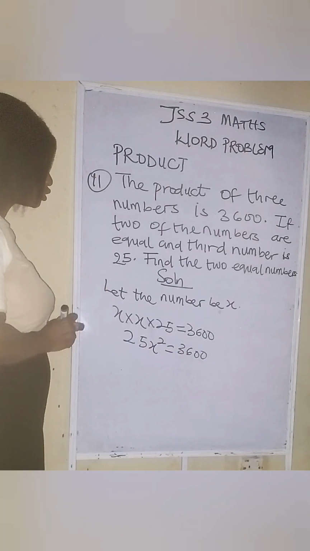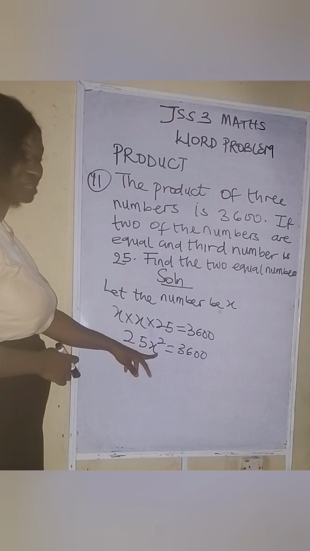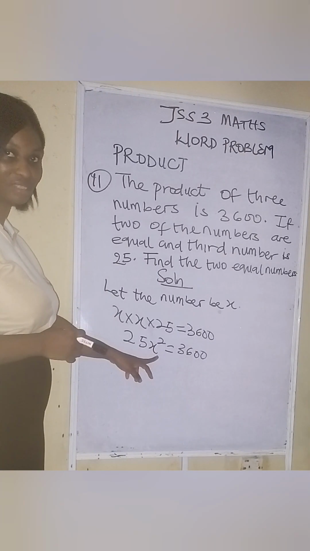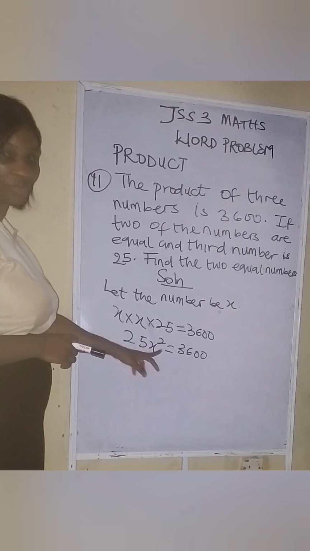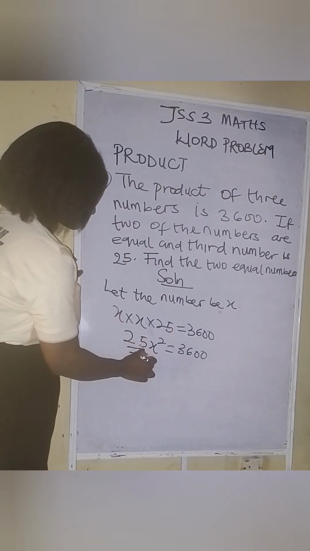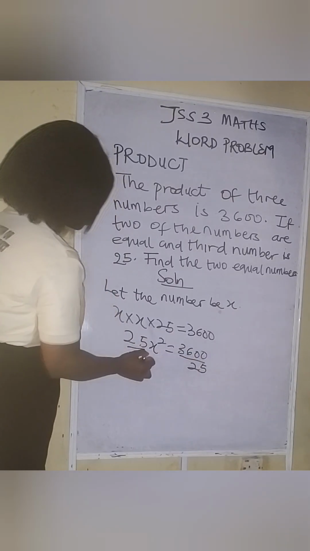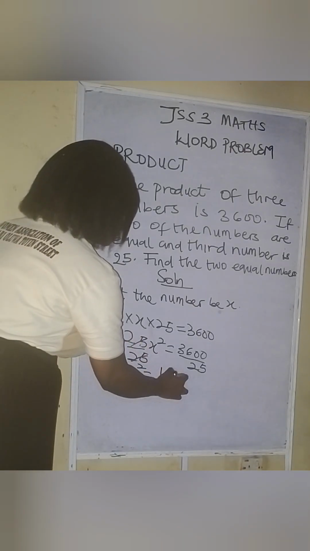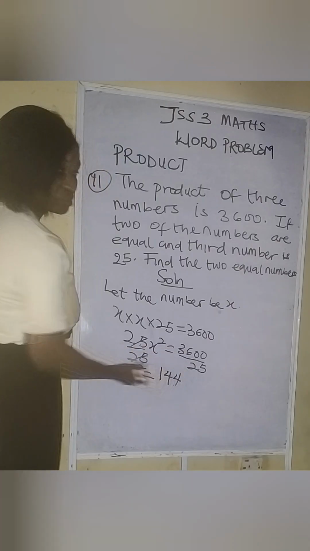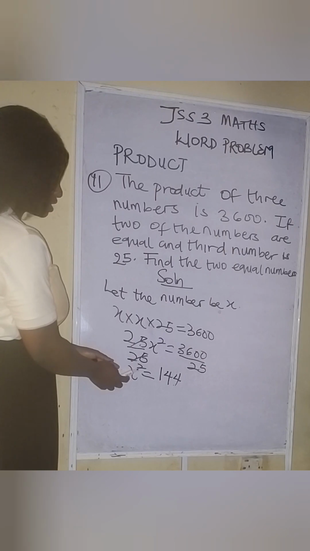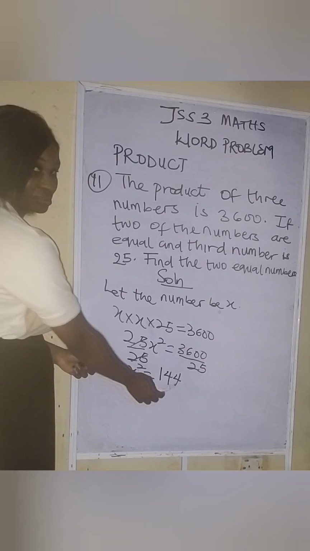So now we have x squared. What are you going to do? We want to get our x. The main unknown number is x. We want to get our x, but there's an x squared, so we are going to divide both sides by 25. So our x squared equals 144, because 3,600 divided by 25 gives us 144. We are looking for x, but we are seeing x squared now. So how are we going to eliminate this x squared? We are going to introduce square root to both sides.